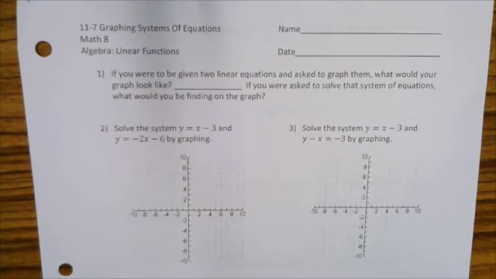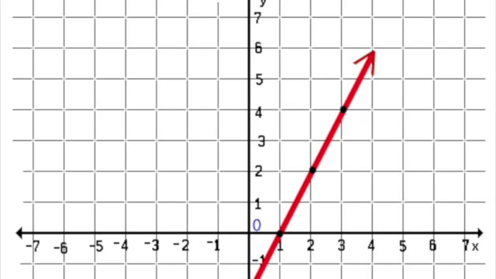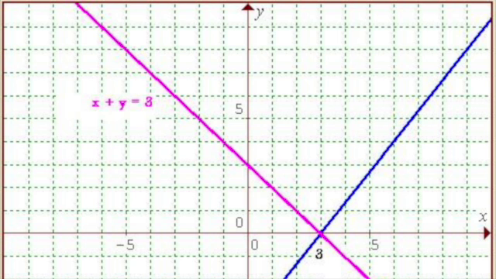So if you were given two linear equations and asked to graph them, what would your graph look like? Well, all right, let's make this simpler. Start off with what does one linear equation look like? Oh, okay, so I have an equation, it's the equation of a line, and it's a graph of one line. So if I have two linear equations and asked to graph them, it must be two lines. All right, okay, so it's going to look like two lines.